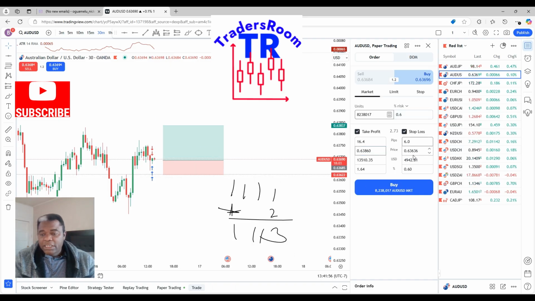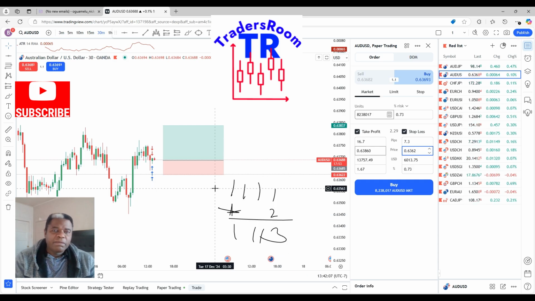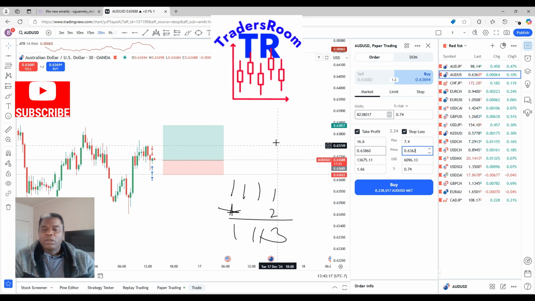So I come here, 63.62. That's where I want to place my stop loss. Why a stop loss? If I make a mistake on this trade, I don't want to burn much of my money. I want it to take me out of this trade. I don't want to be on it any longer. So that's where we have it.